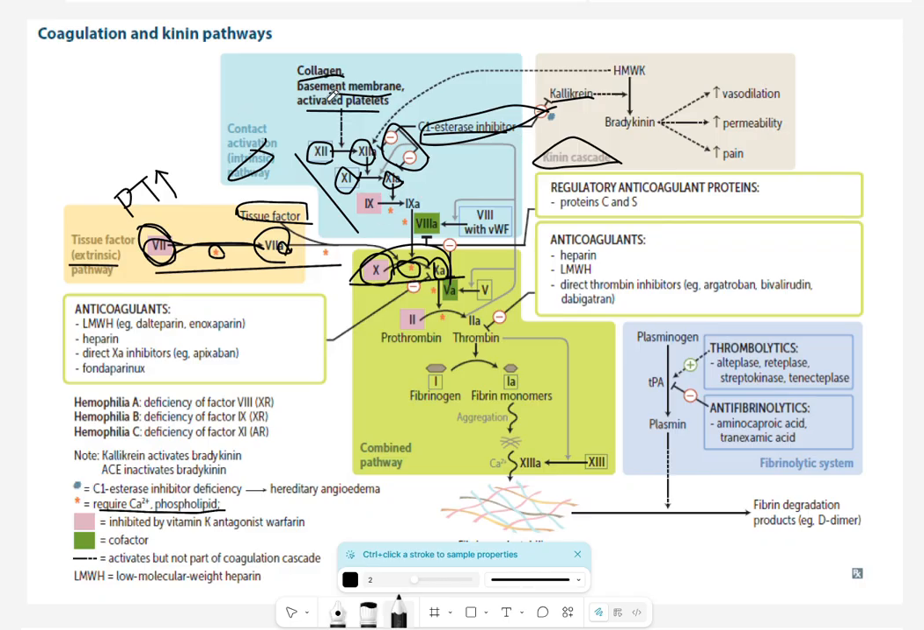Okay, moving on to the 12 being converted into 12A, which is converting the 11 into 11A. Now you have the 9 being converted into 9A, right? Again, this step is using calcium and phospholipid. And whenever something is pink, we know it is inhibited by vitamin K antagonist warfarin. So I told you that warfarin decreases the 7, and now warfarin also decreases the 9. Warfarin also works on this common pathway. Warfarin also works on factor 2, right? Well, anyways, we'll come to that later on. We're at this step, right?